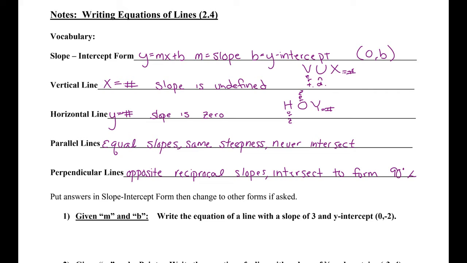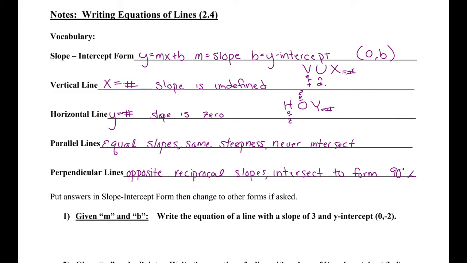A vertical line has an equation of x equals a number. Your slope is undefined. The word you can use to remember this is VUX. The V stands for vertical, the U stands for the undefined slope, and X is for x equals the number, which was the equation. A horizontal line is y equals a number and has a slope of 0. It is represented by the word HOY. H for horizontal, the O for 0, and Y for y equals a number to represent the equation.